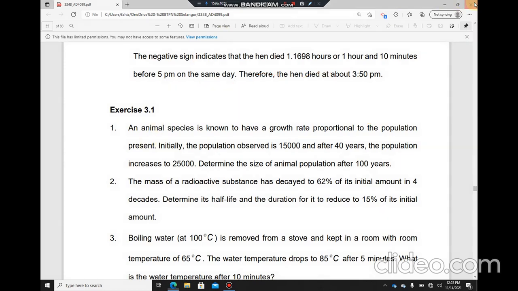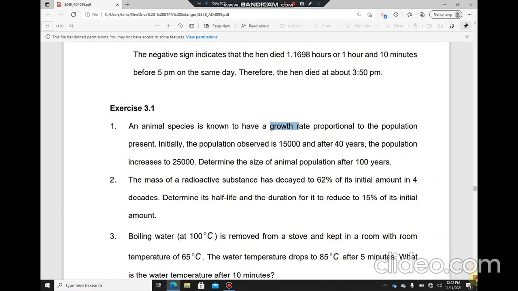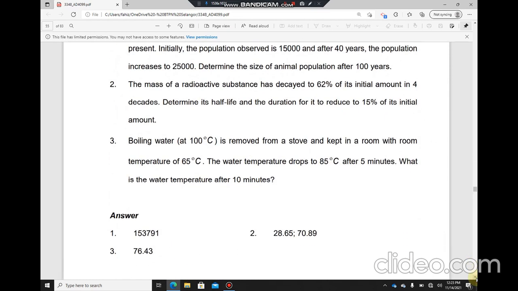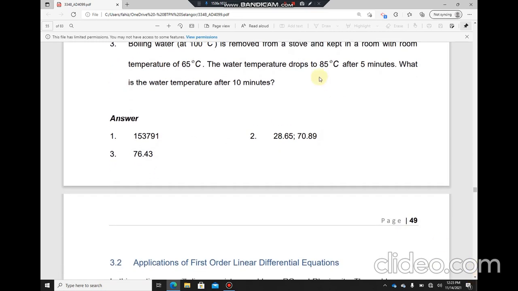Exercise 3.1 ni kalau tengok kat sini, yang ni dia lebih kepada growth rate kan. So soalan 1 lebih pada population growth, soalan 2 radioactive decay, and then soalan 3 yang ni untuk temperature. So this is the answer. You can check the answer here. So that's all for chapter 3 for first 3 parts.